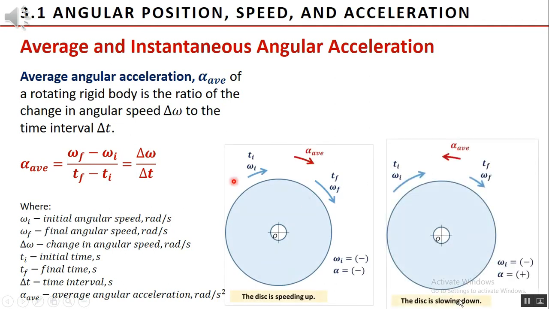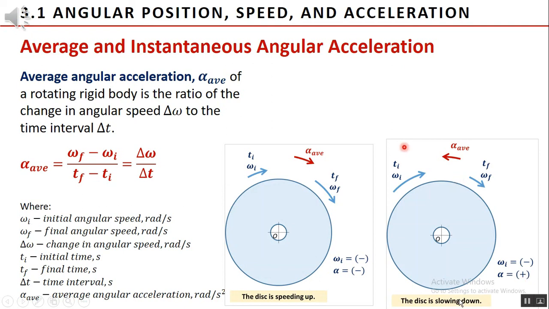How about if the body is rotating in clockwise direction? As you can see in the figure below, when the disk speeds up, its angular acceleration is a negative value, while a slowing disk has a positive value of angular acceleration.